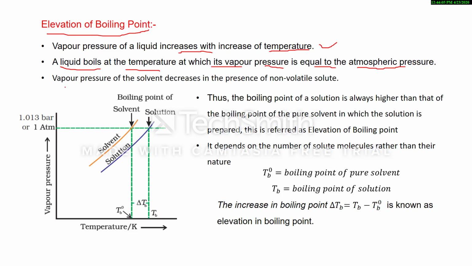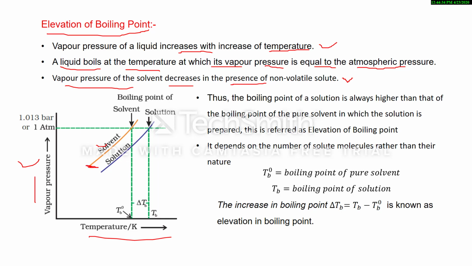And as we know, vapor pressure of the solvent decreases in the presence of a non-volatile solute. Is that clear? Now see, from this diagram, on the x-axis we are taking temperature, on the y-axis we are taking vapor pressure. First we'll discuss this for the solvent. At any temperature, the vapor pressure of the solvent is like this.